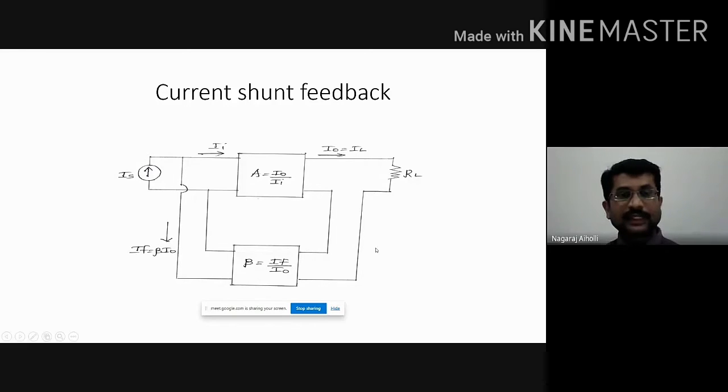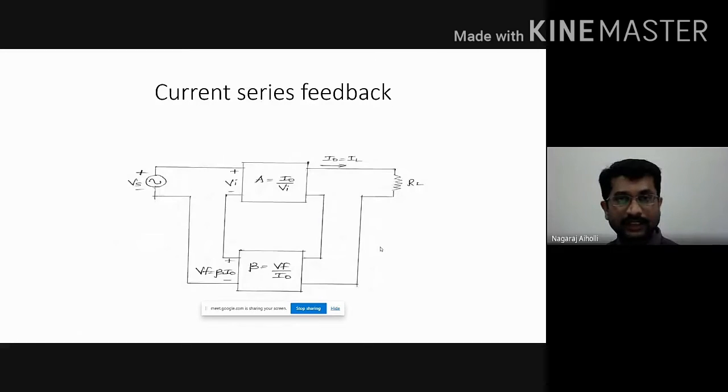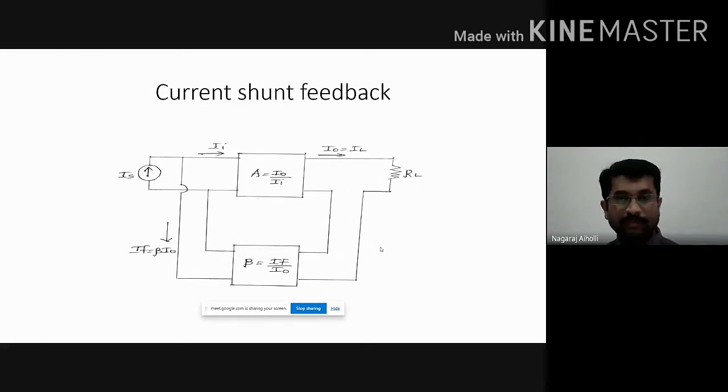Okay. So these are the 4 different types of feedback circuits: voltage series, voltage shunt, current series, and current shunt feedback circuits or amplifiers.